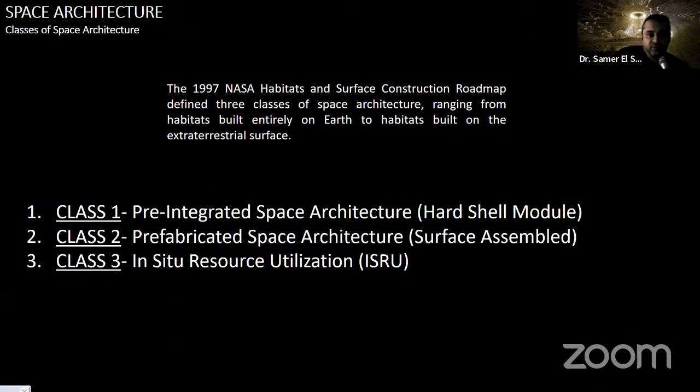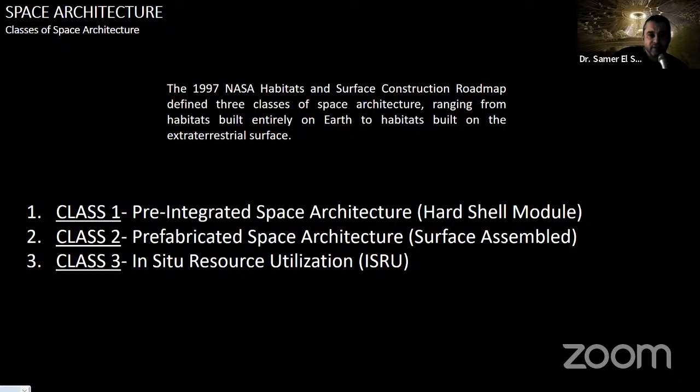For the classes of architecture, according to the classification of 1997 of NASA, we have 3 kinds of space architecture: class 1, class 2, class 3. Class 1, where you build everything and test everything on Earth and ship it as it is into space orbit or onto a new planetary surface. And it is referred to as the hard shell module.